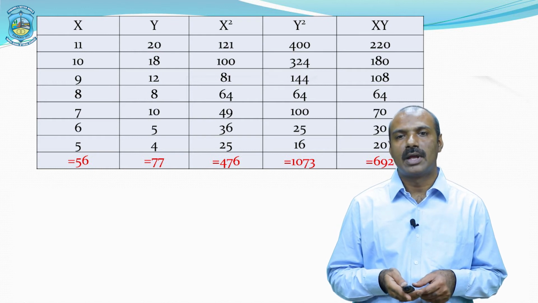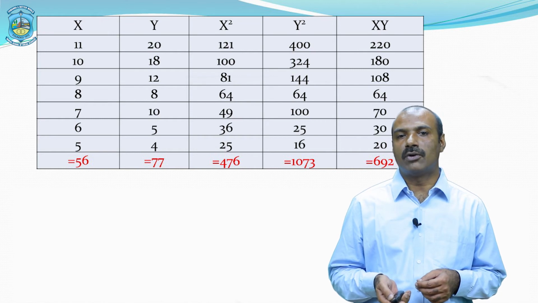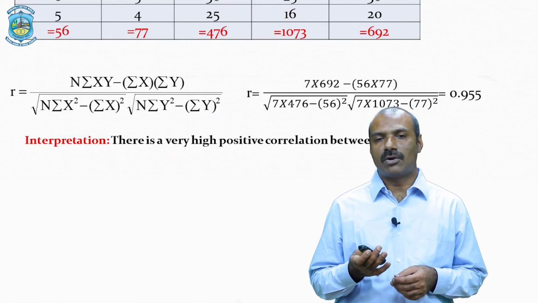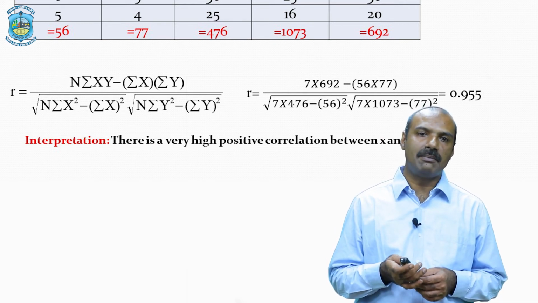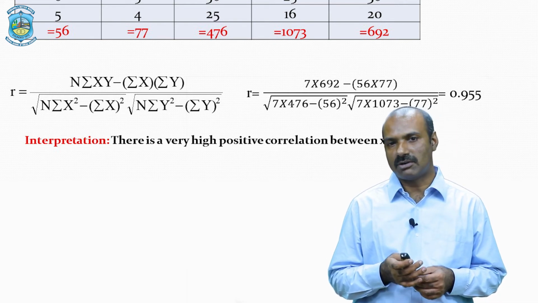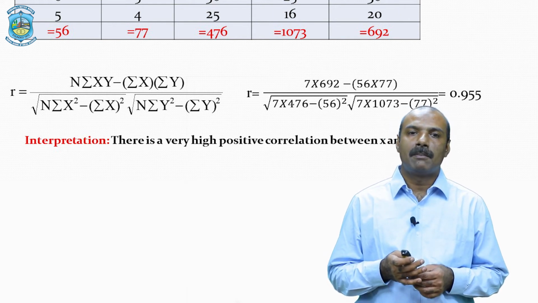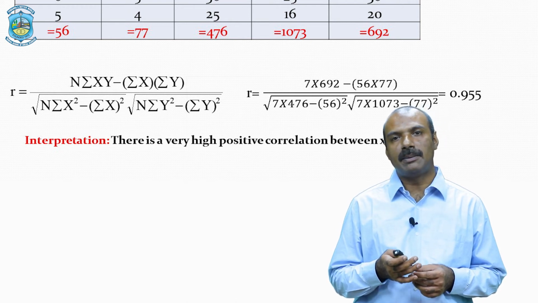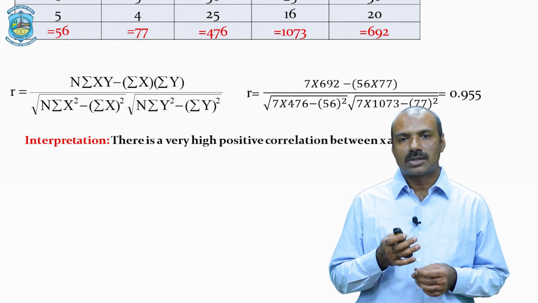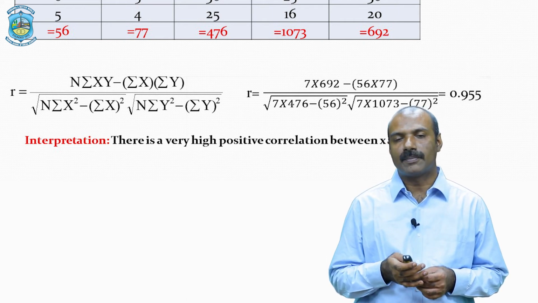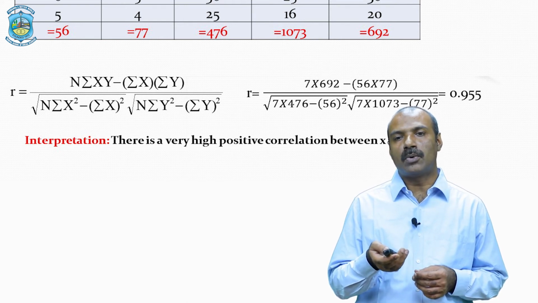Now we have all the values, we just have to substitute all these values in our formula. As we discussed, the formula for calculating r by this method is n times of summation xy minus summation x into summation y whole divided by under root of n times of summation x square minus summation x whole square multiplied by under root of n times of summation y square minus summation y whole square. So if we put all these values in the formula, the value of r comes out to be 0.955.